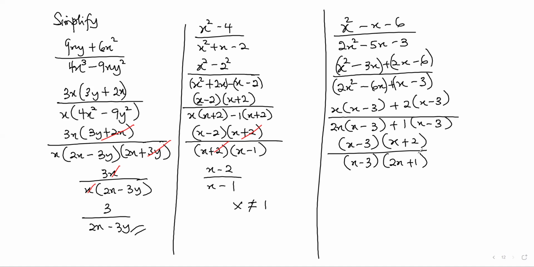So now we can cancel x minus 3. Then we are left with x plus 2 divided by 2x plus 1, and x should not be equal to negative 1 over 2 or 3. Okay, so this is how it is done. Okay, let's move on.